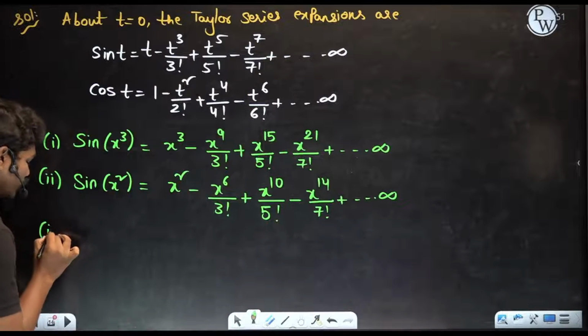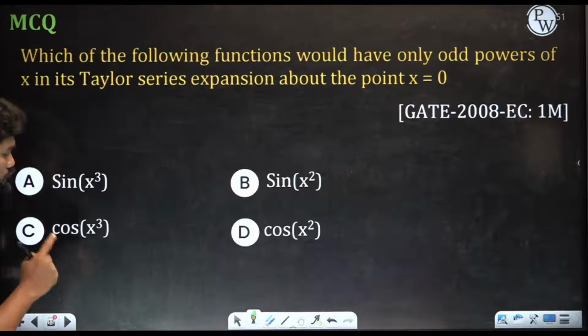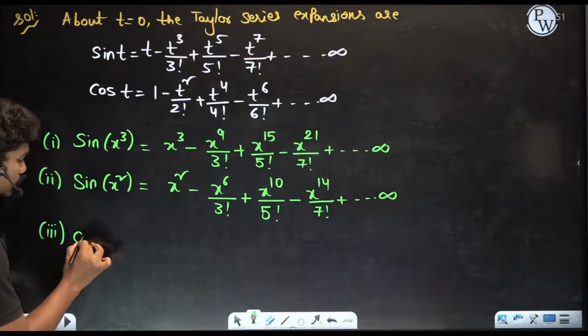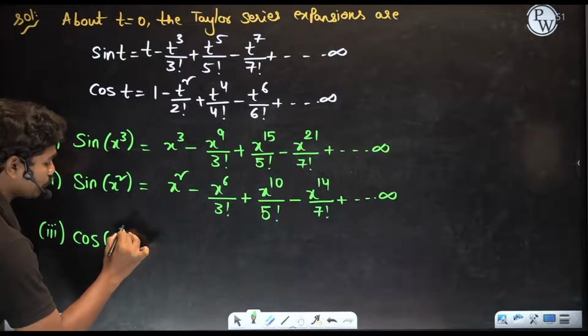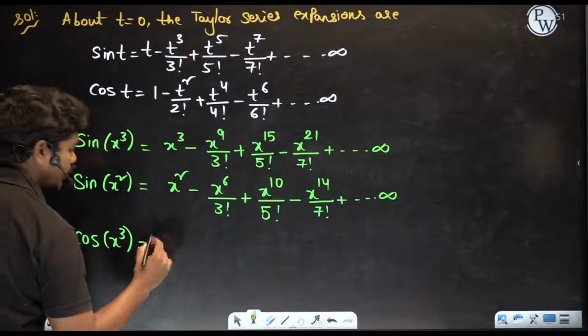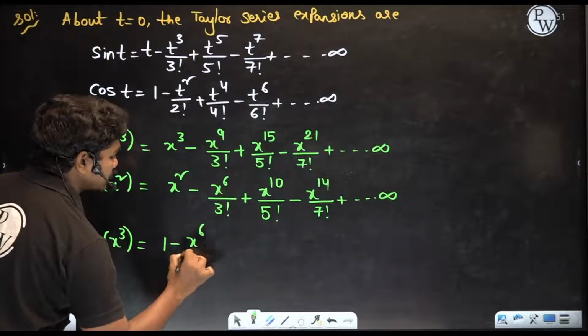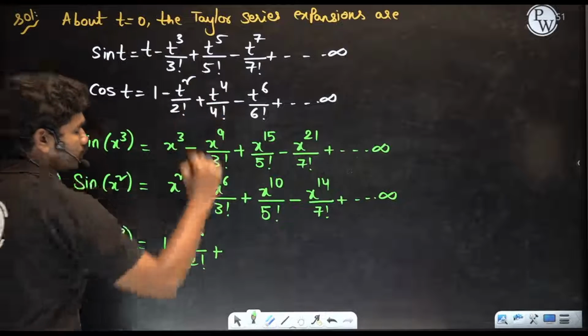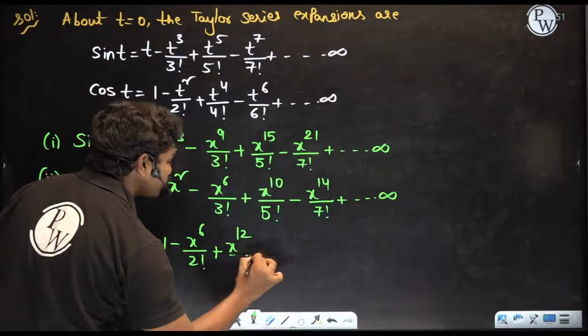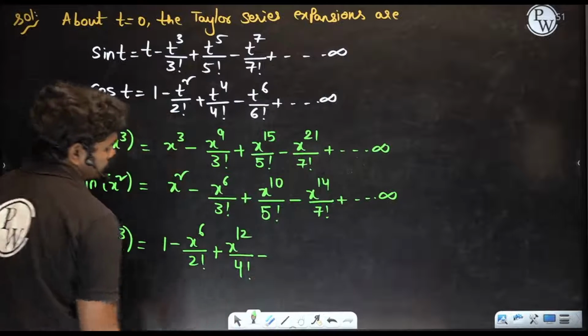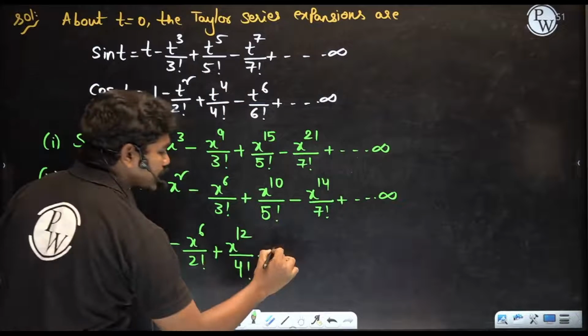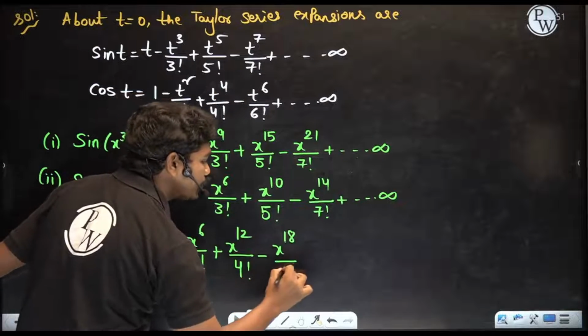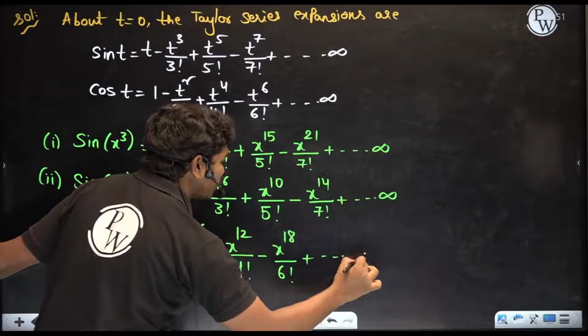Then what about the third option? Cos x cube, fine. So cos x cube is equal to, if you put t equal to x cube here, 1 minus x power 6 by 2 factorial plus x cube whole power 4, x power 12 by 4 factorial, minus x cube whole power 6, x power 18 by 6 factorial, plus and so on to infinity.